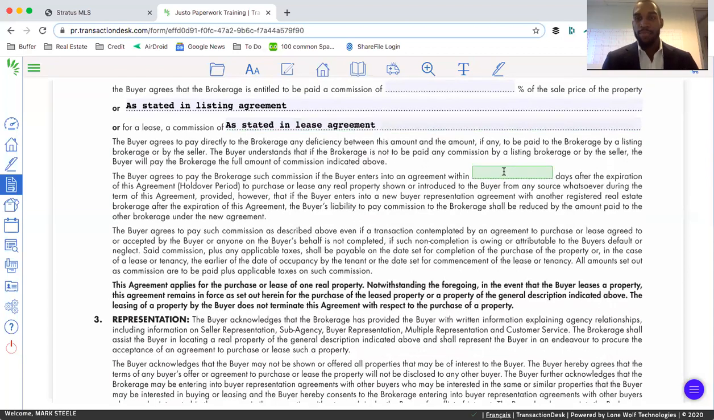Now here in this section, typically we put the holdover period. Normally it's 90 days. Again, for our transactions and our brokerage, we have no obligation for the client to actually stay with us because we want them to have freedom. If you don't want to work with us, let us know why. And if you want to move on, please feel free. But typically you put 90 days for this holdover period.